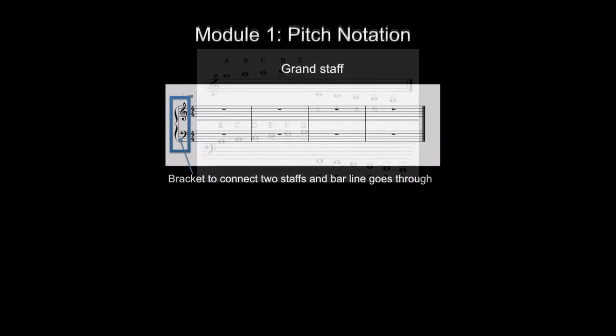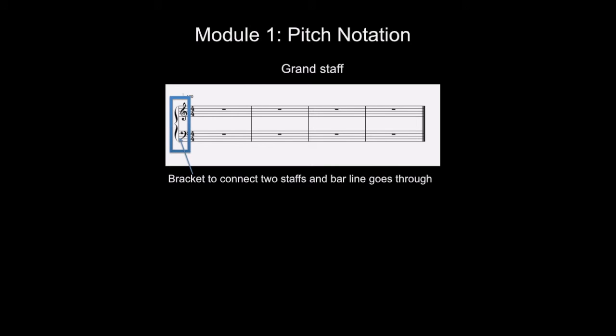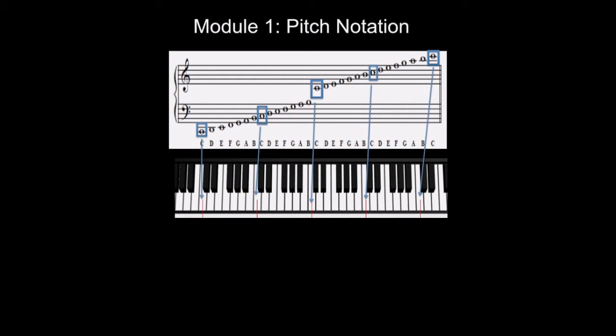If containing more than one part, music may be written in 2 systems, connected at the beginning by a line and bracket. Bar lines go through both systems, as well as the double bar line. This is called the grand staff. This is the grand staff with C major spanning through 4 octaves.